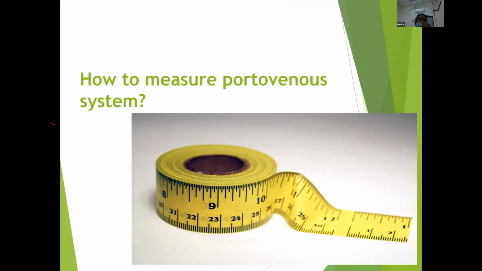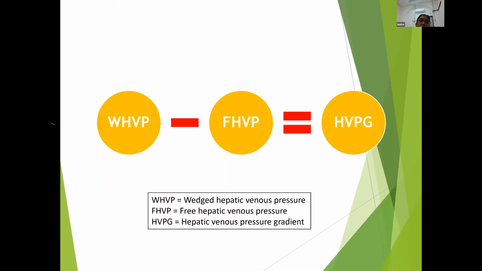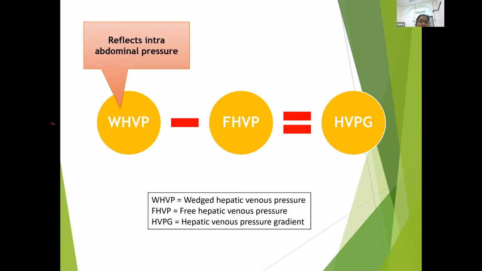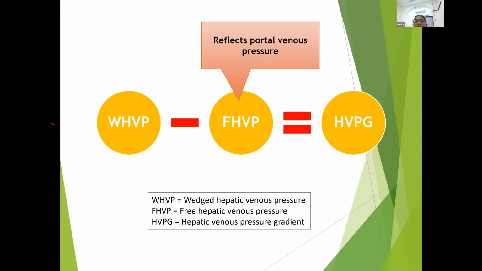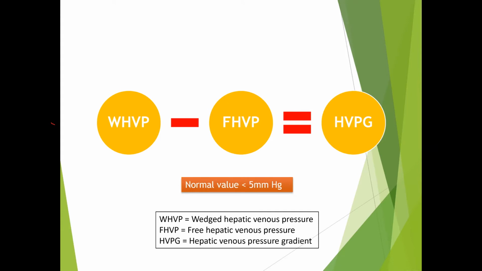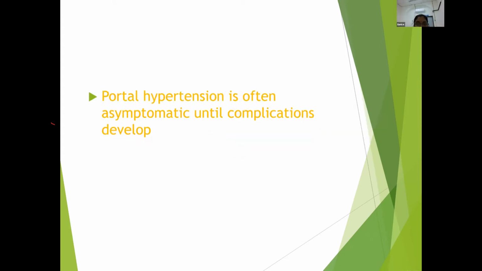So how do we measure the portal venous pressure? The wedge hepatic venous pressure reflects the intra-abdominal pressure minus the free hepatic venous pressure, which reflects the portal venous pressure. Then it gives the hepatic venous pressure gradient. The normal value for this hepatic venous pressure gradient is less than 5 millimeters of mercury.